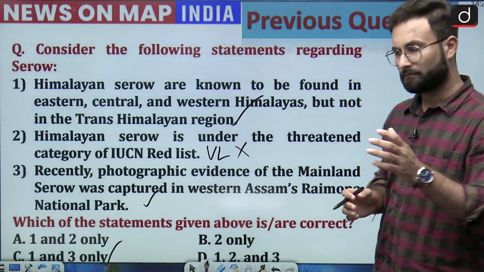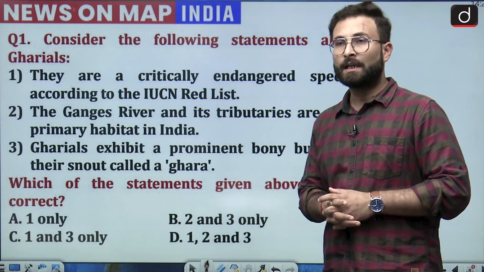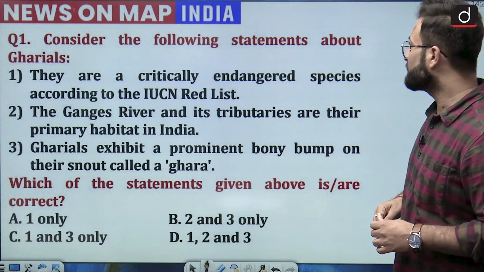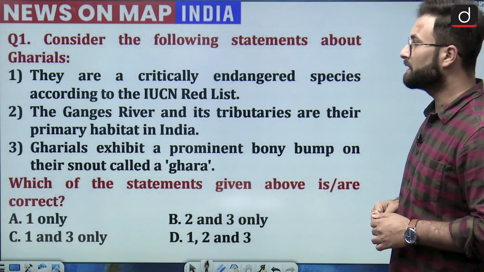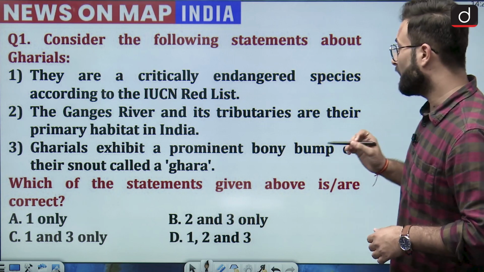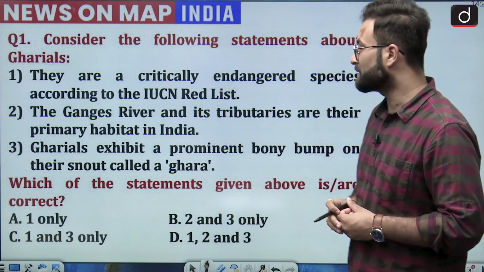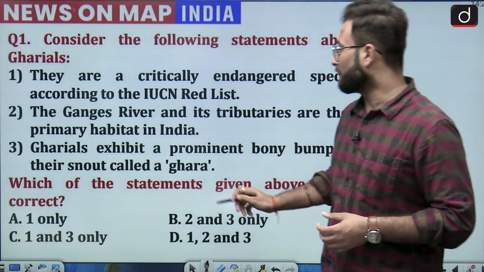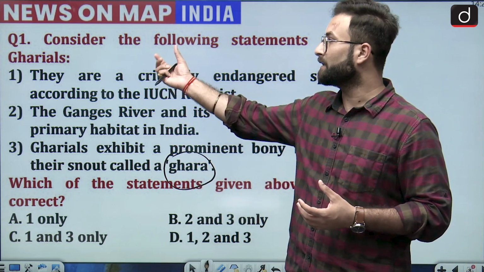Now coming to question number 1 of this episode, which is about Gharials. Consider the following statements about Gharials. They are a critically endangered species according to IUCN status. Second is, the Ganges river and its tributaries are their primary habitat in India. Third is, Gharial exhibit a prominent bony hump on their snout called Ghada. From the name Ghada, they have derived their name, Gharials.